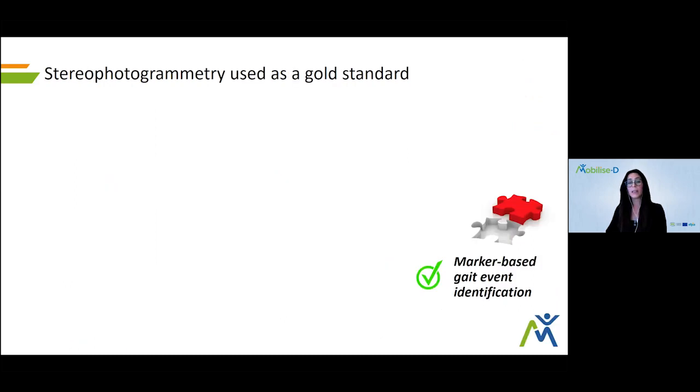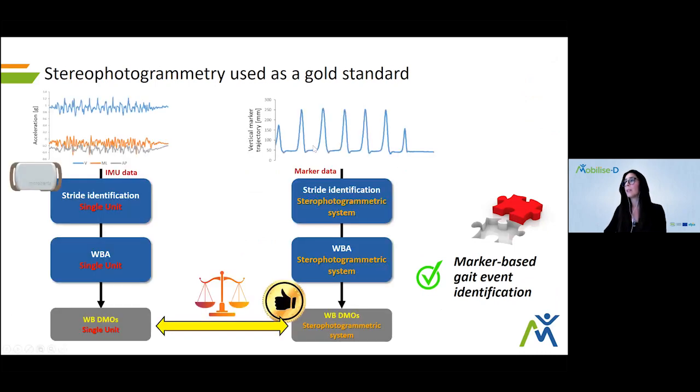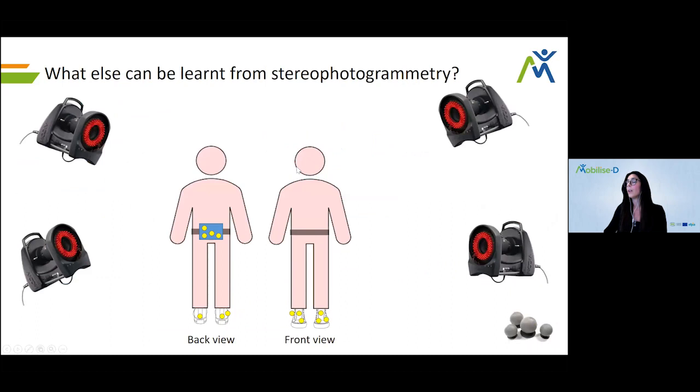So now that we have, let's say, our refined methodology for detecting the gait events from marker data, we can say that our stereophotogrammetric system can be considered as a gold standard in the measurements that we are taking in the lab. So what else can we extract from this marker data? So what else can be learned from this?